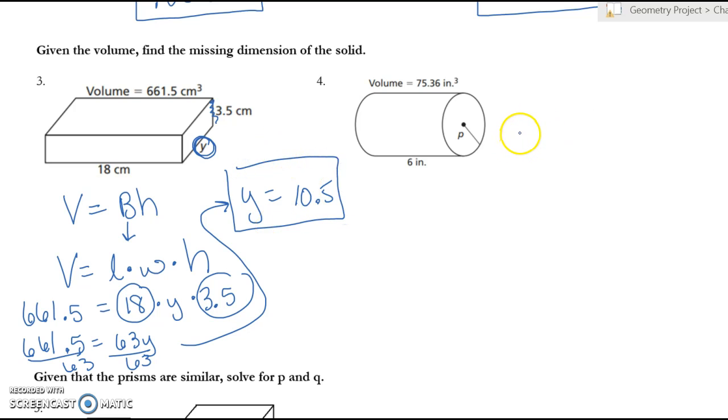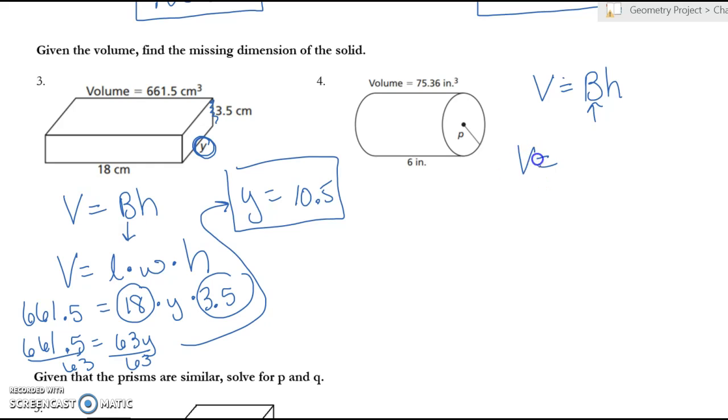Okay, I'd like you to try number 3. At least see if you can set it up. We know that volume equals base times height. And now what's the formula for base, the area of the base? And then plug in the 75.36 and plug in the 6. And the P, because you don't know what P is.